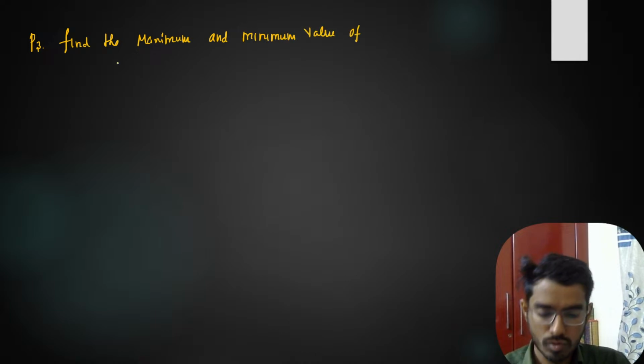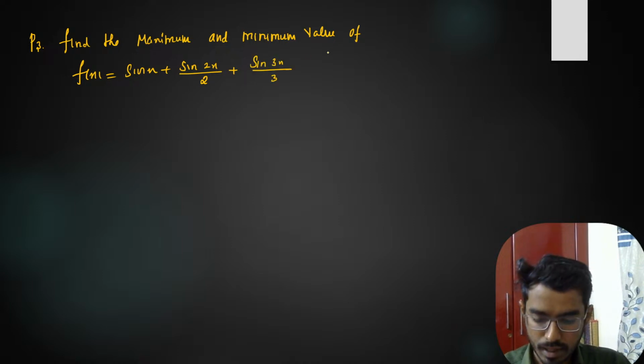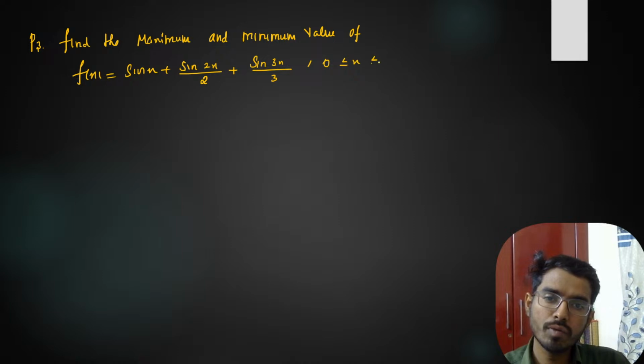Okay. So find the maximum and minimum value of the function sin x plus sin 2x by 2 plus sin 3x by 3, where x lies between 0 to pi, right? Or x lies between 0 to pi.